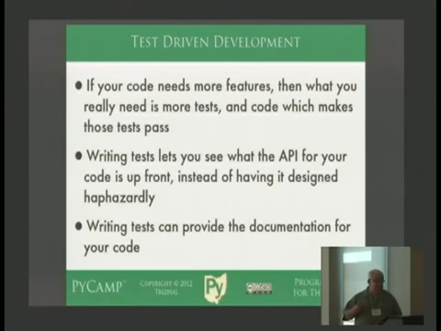So if your code needs more features, then what you really need is more tests. You add more doc tests, and you make code which makes those tests pass. When you write those tests, you can see with doc tests, because you put things in there in a Python prompt, what the API for your code is, and you can make it documented in your doc test. And because Python has all kinds of documentation tools, your doc tests go directly into your documentation for Sphinx that gets uploaded to Read the Docs. And so writing tests can provide the documentation for your code. It might not provide all the documentation, but it can provide some pretty good documentation that you probably won't have to write as much.